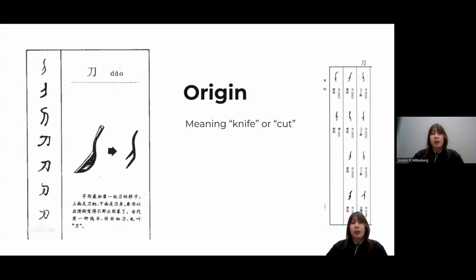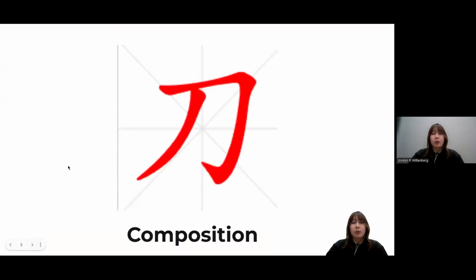So a little bit of the origin of Dao is that it means knife or cut. And so as you can see in these photos, it originally had some sort of a handle and looked more of just like a small knife, and then slowly evolved to be more abstract as time went by. Here's a little bit of its composition, as mentioned before. As you can see, you can still see the handle on the left-hand side and the knife part of the blade on this side.